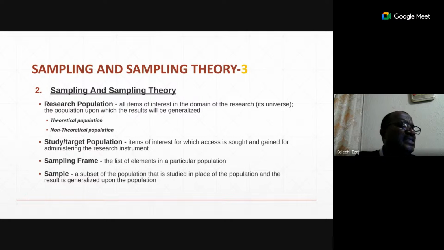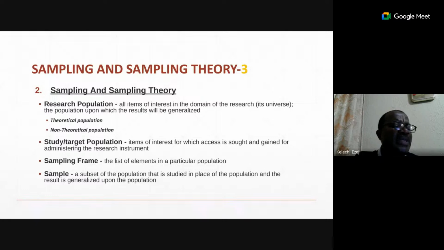Once there is such a list, and it falls within the boundary of what we have now described as a non-theoretical population that we have confidence we can reach and administer, and target with our instruments, and they can be listed, they become what we call a sampling frame. So a sampling frame essentially becomes a list of elements in a particular population, within which we will go forth to take a sample.